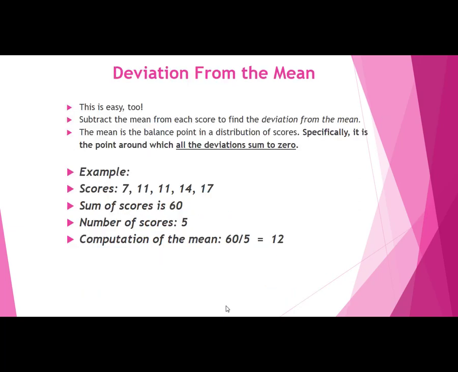Okay, so deviation from the mean. What do we mean when we say deviation? So we're talking about the amount by which a single measurement or score differs from the mean. So think about it as like the distance from the mean. That might be the easiest way to remember. Deviation, distance from the mean. Okay, so subtract the mean from each score to find the deviation from the mean. So remember, the mean is the balance point in a distribution of scores. Specifically, it's the point around which all deviations sum to 0. So let's look at this again.